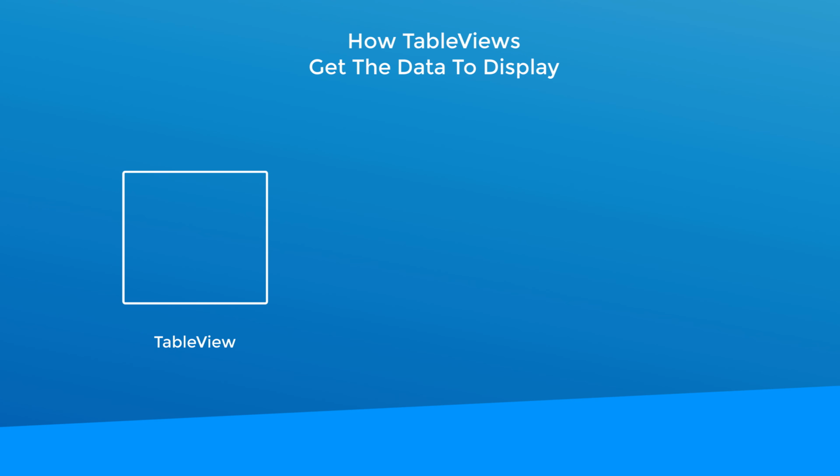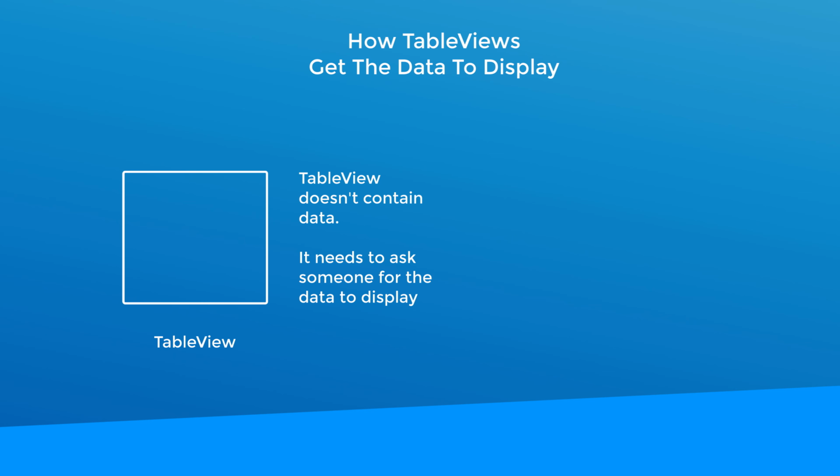I just want to take a quick second to talk about how the table view element works, because so many of the other user interface elements work the same way. The table view element is just for displaying data. It doesn't actually contain any data itself. So when the table view element appears on the screen, it asks someone for the data to display. Here's how it does that.